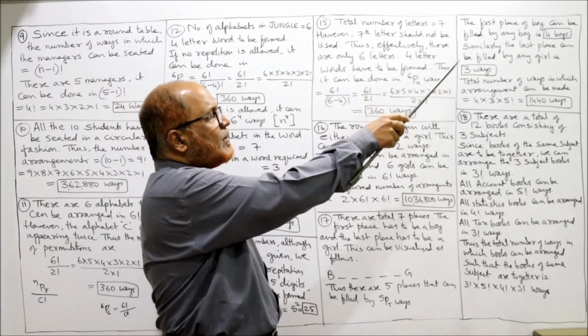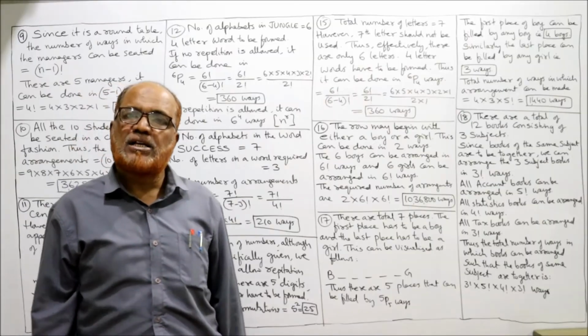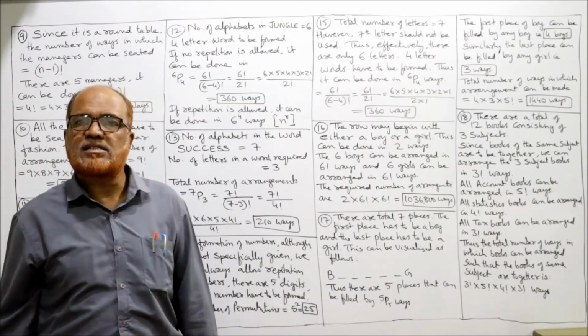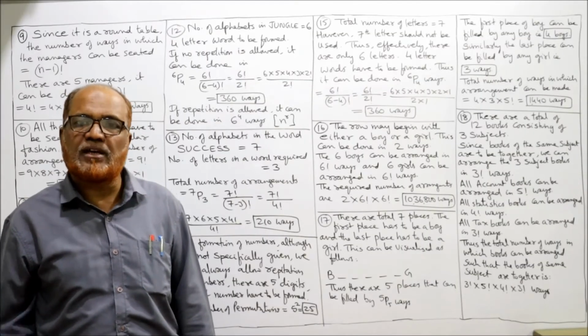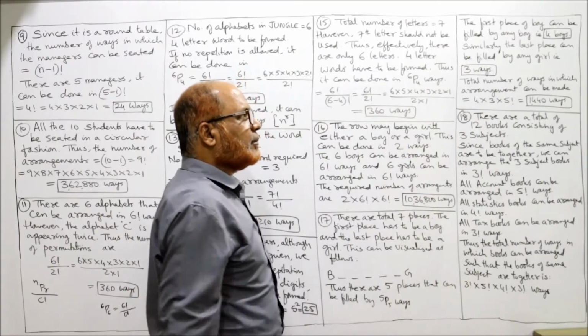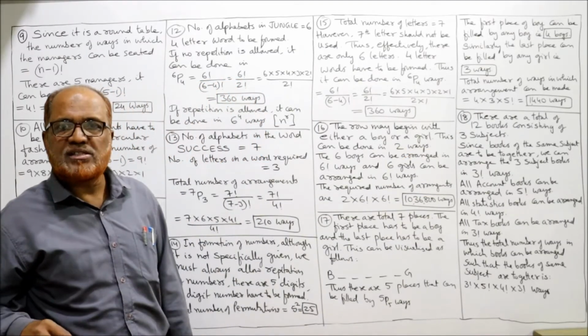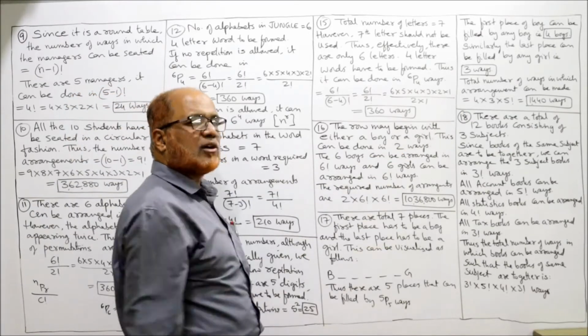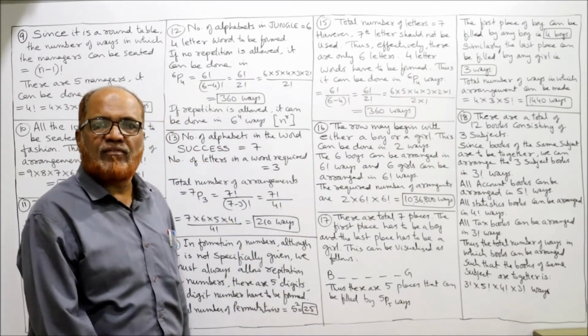Similarly, the last place can be filled by any girl. So 3 girls are there. So any girl can take the last place. So 3 ways are there of taking the last girl. Now, the total number of ways in which arrangement can be done is 4 ways for boys, 3 ways for girls into 5 factorial. Why have we taken 5 factorial?